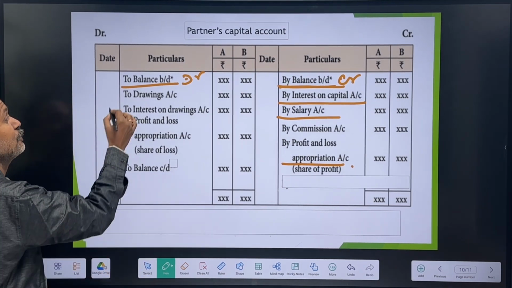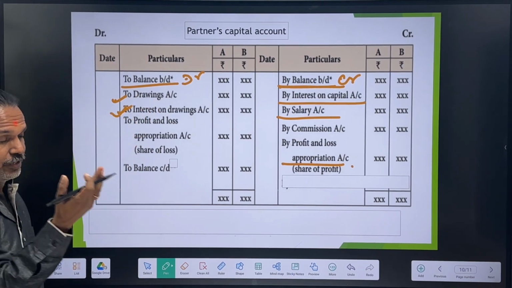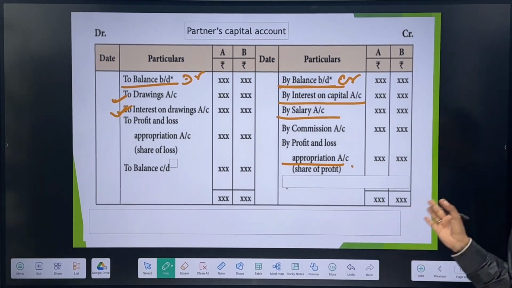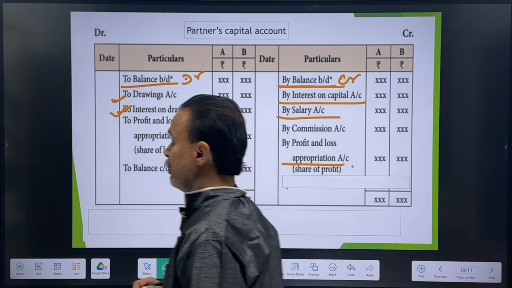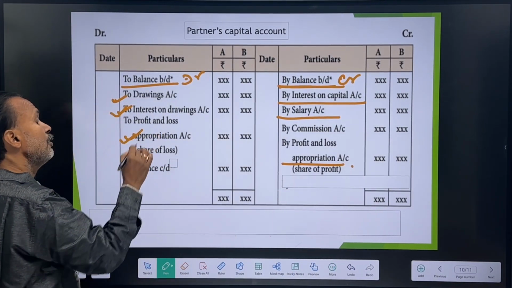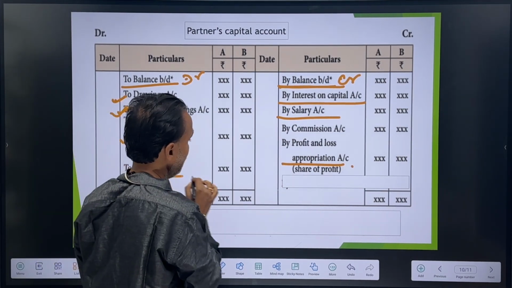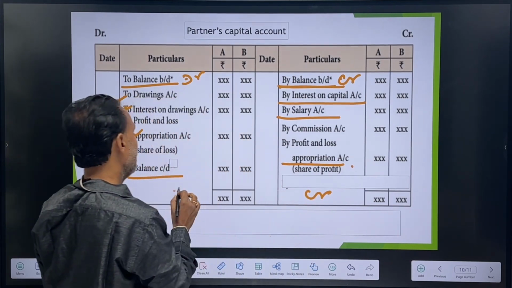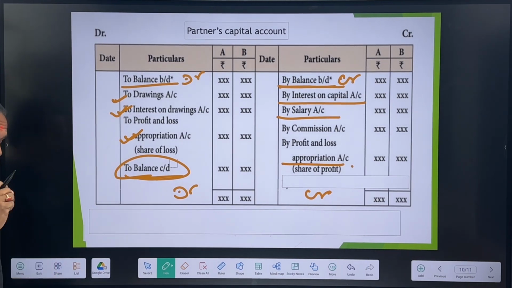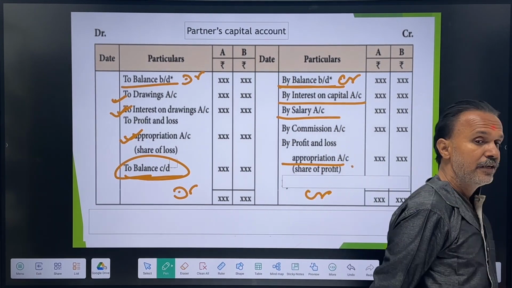On the debit side, first of all, drawings and interest on drawings, which is on the credit side of the PL appropriation account. So it is shown on the debit side of the partners capital account. And to PL appropriation account, if loss, share of loss of partners, and lastly to balance sheet, the difference between credit and debit is called to balance sheet. So these are the two methods of preparing partners capital account, fixed and fluctuating.